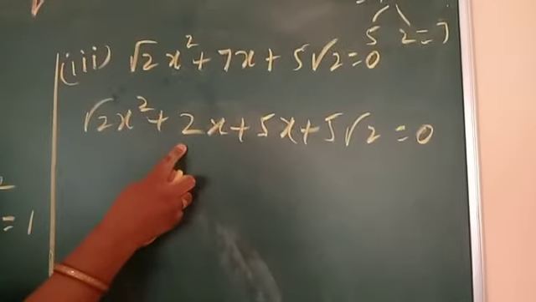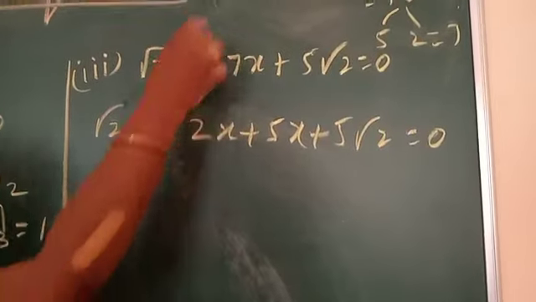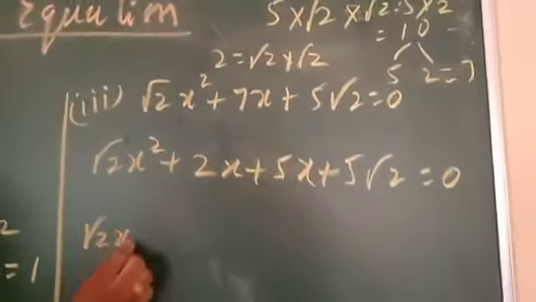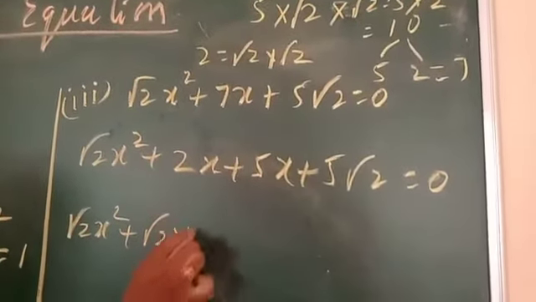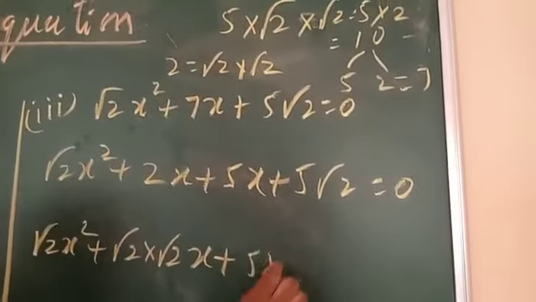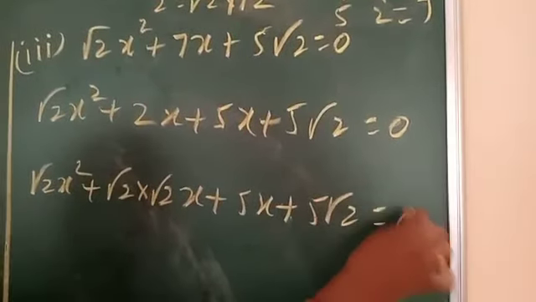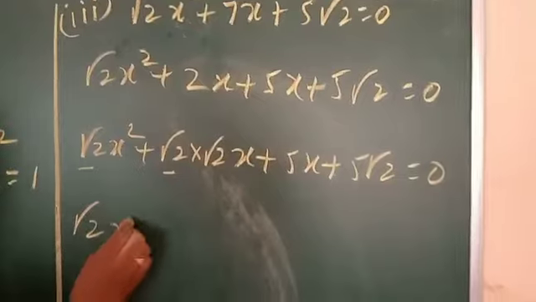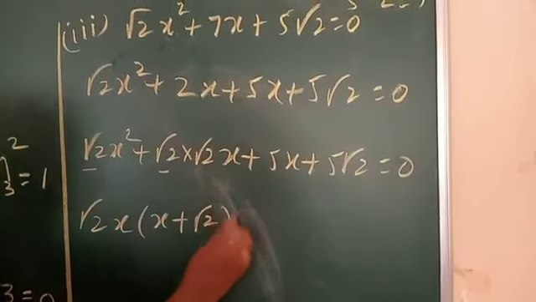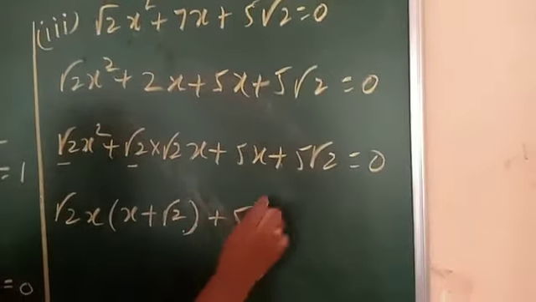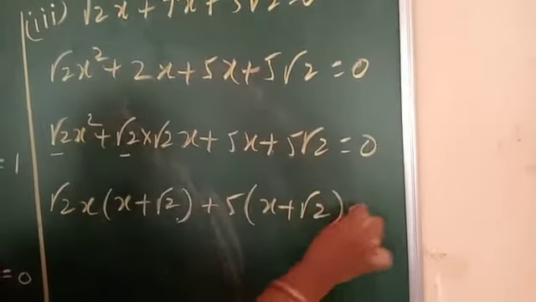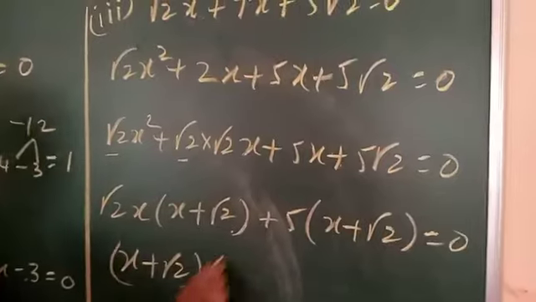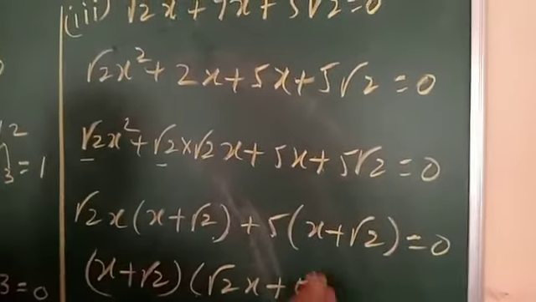So now root 2 x square, 2. Is there any common? No. But we can write 2 as root 2 into root 2. So root 2 x square, root 2 into root 2 x plus 5x plus 5 root 2 is equal to 0. So what is the common in this? Root 2 is common and x also common. So take outside, then x plus root 2. The same way here 5 is the common, so x plus root 2. So now x plus root 2 is a common. So x plus root 2 if we take out, root 2 x plus 5 is equal to 0.